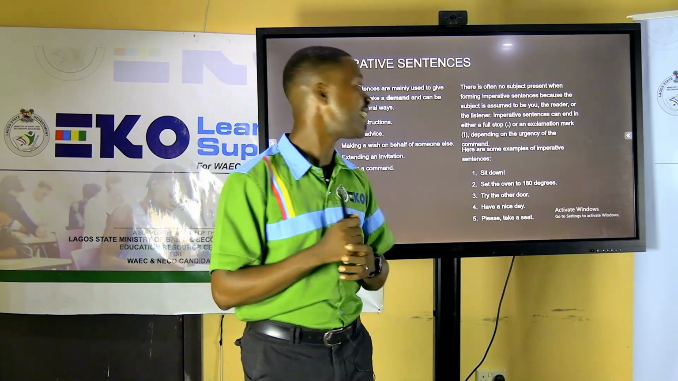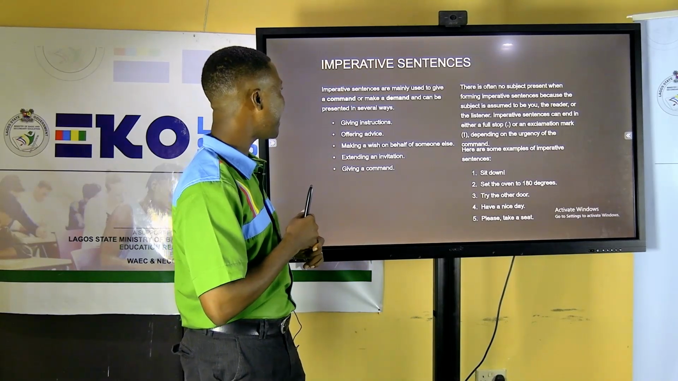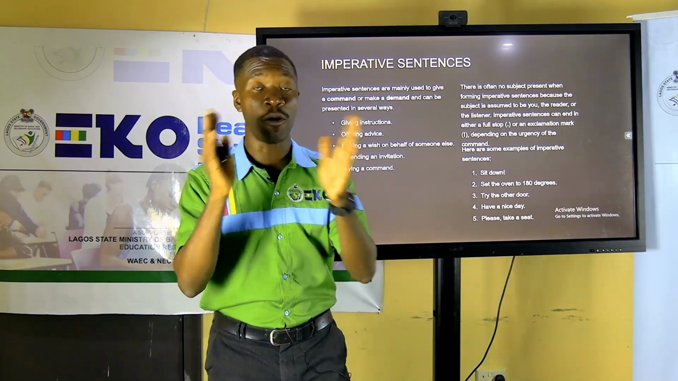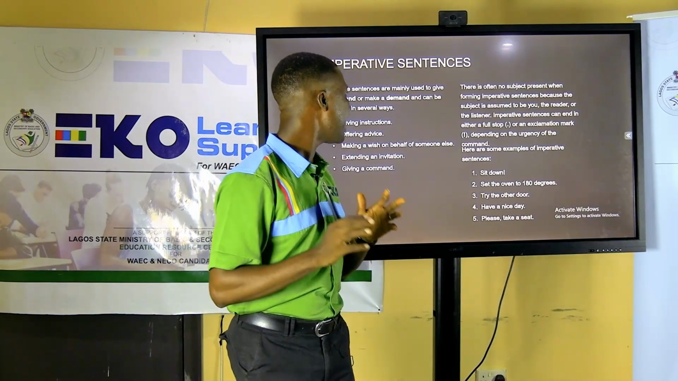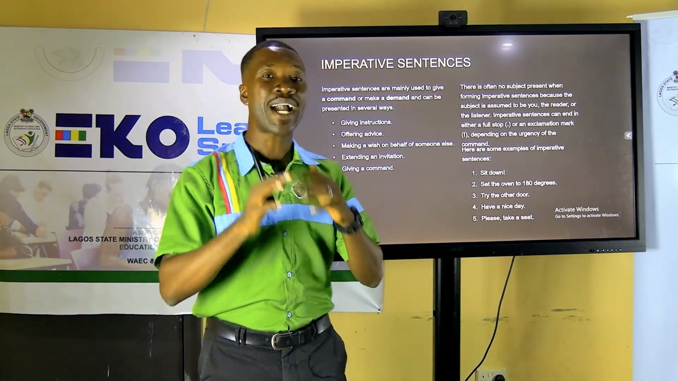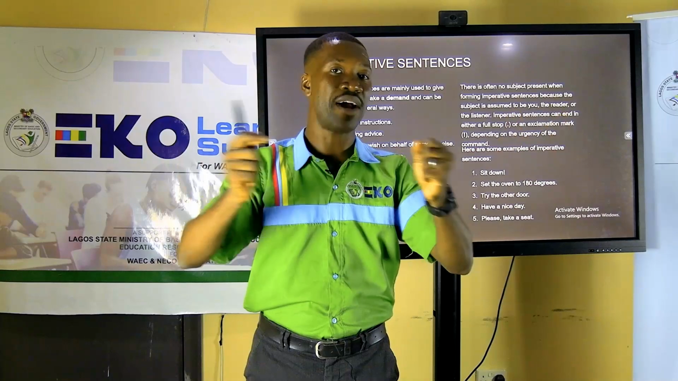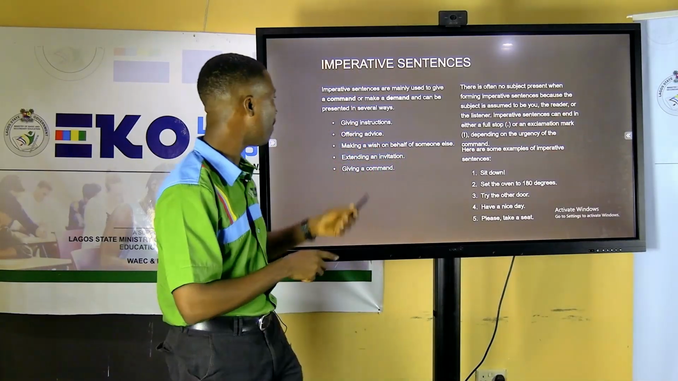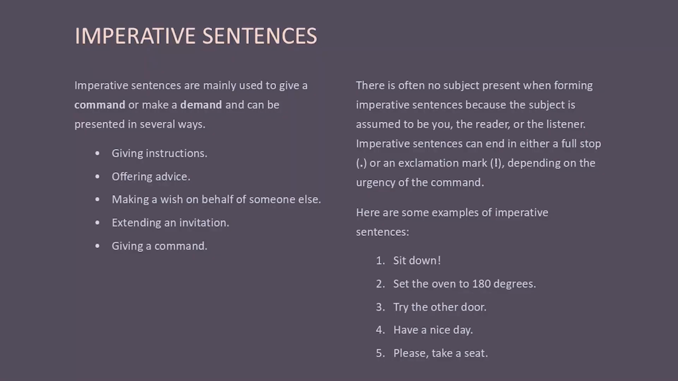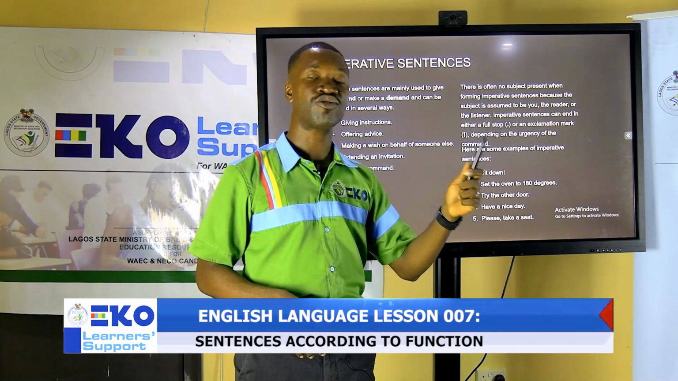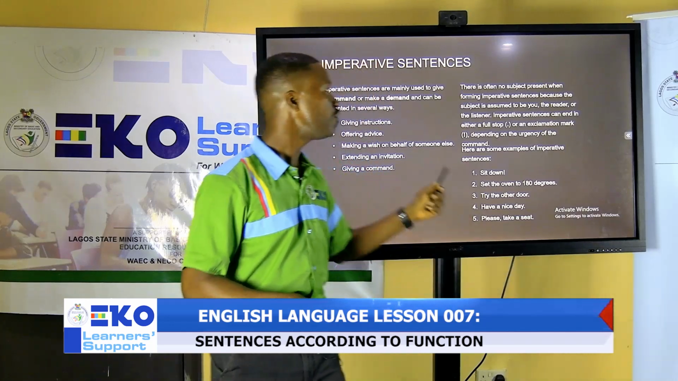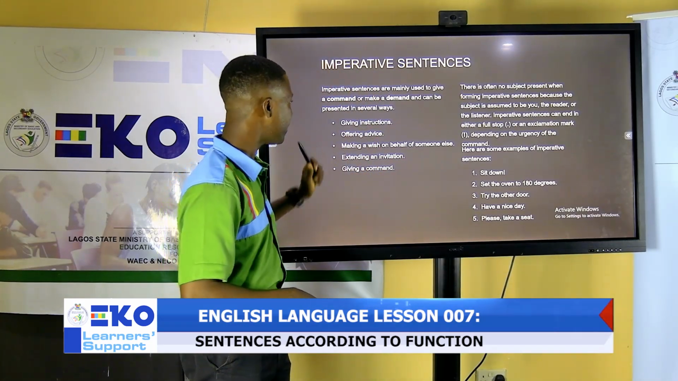What are imperative sentences? Imperative sentences are used to give a command. You want to give a command, you make use of them. You want to make a demand, and you can present it in several ways. How do you present it? Number one, you can use it to give instructions. When you want to give instructions to people, to students, for something to be done, you make use of an imperative sentence.